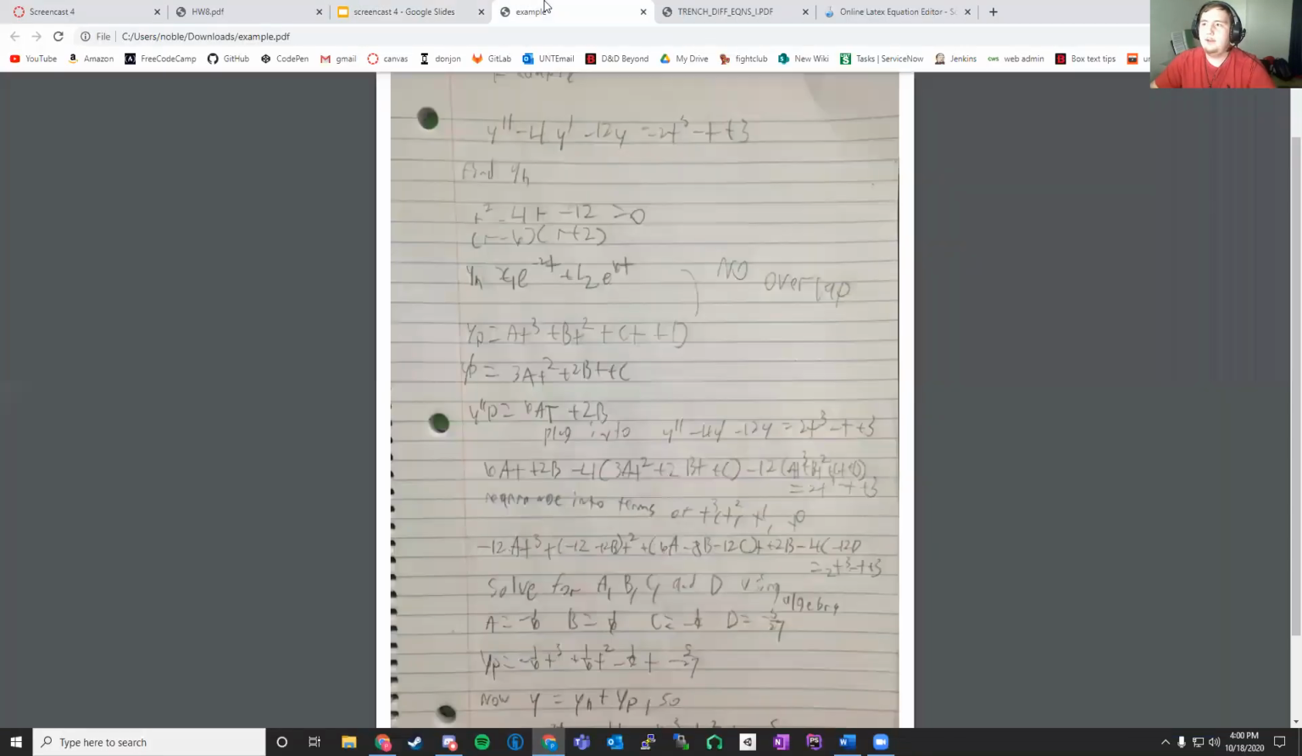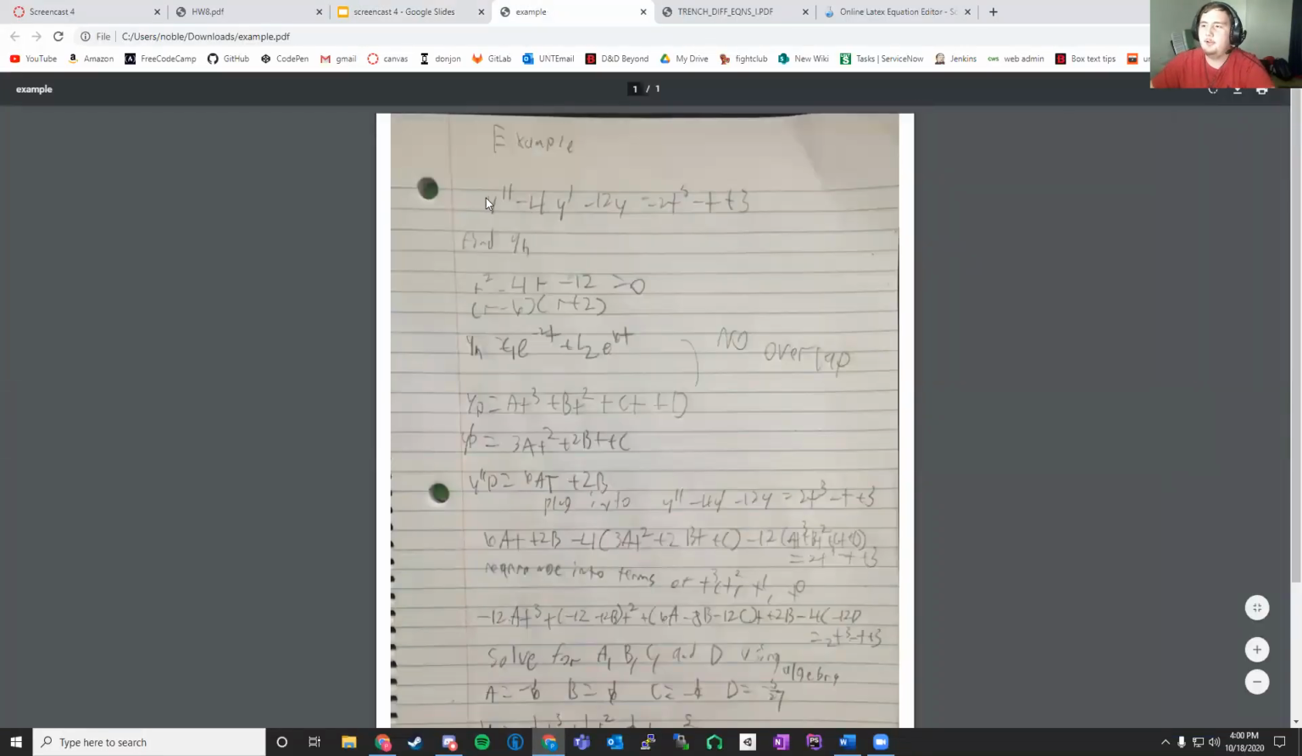Okay, and then I have an example here. For this differential equation, y double prime minus 4y prime minus 12y equals 2t cubed minus t plus 3. First things first, you find y homogeneous, or the complementary solution. So here we go r squared minus 4r minus 12, and you see we're setting the right side equal to 0. And you just solve for the roots, which are -2 and 6. And since they're distinct, the solution is c1 e to the -2t plus c2 e to the 6t.